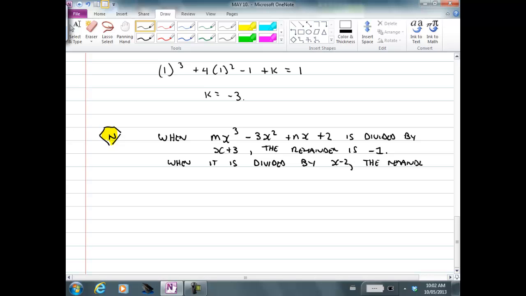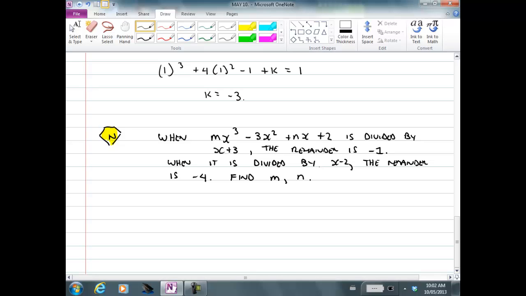this is as hard as it gets on the exam. I've seen one question like this on the grade 12 government exam before. The remainder is negative 4. Find m and n. Okay. Before, you only had one letter, a very simple concept. Now, you have to find 2 letters.